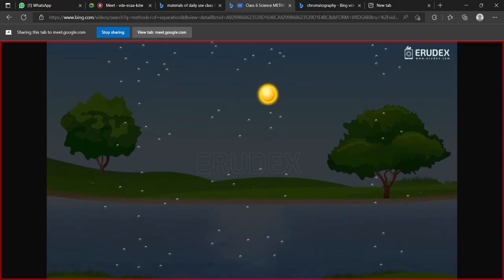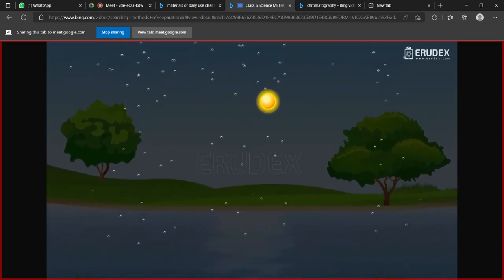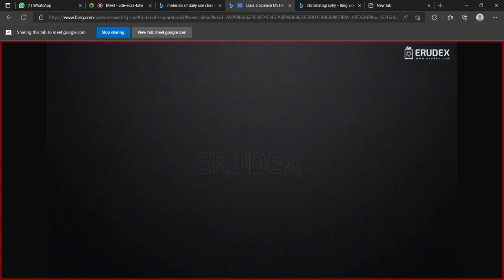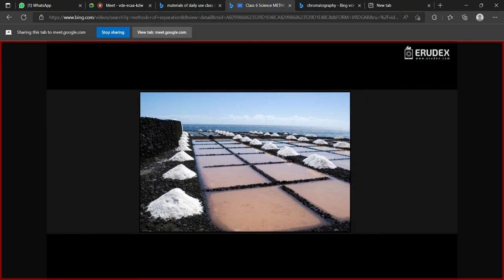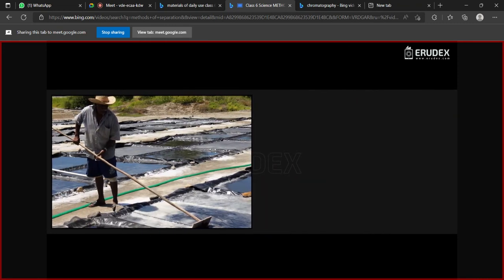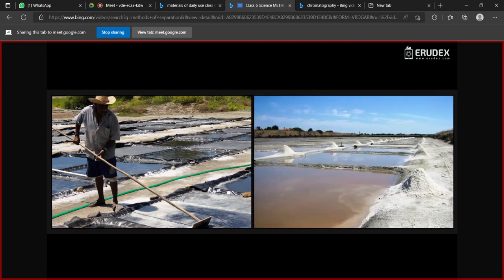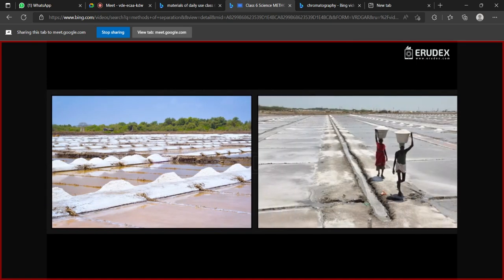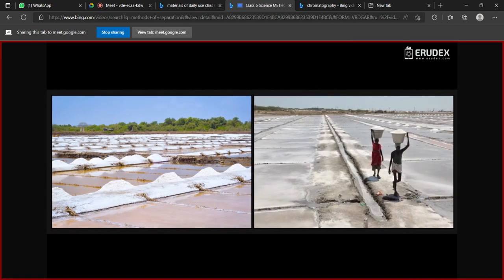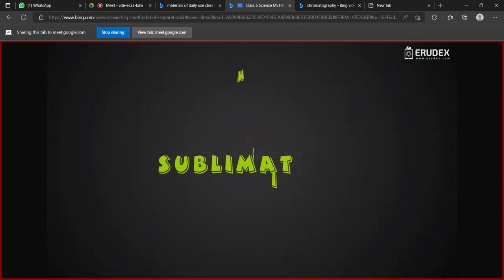Generally, water gets evaporated in presence of sunlight. This property is used for extracting salt from seawater. Seawater is captured in wide pans and exposed to air and sunlight. Then, water gets evaporated and salt remains in the pans. Sublimation.